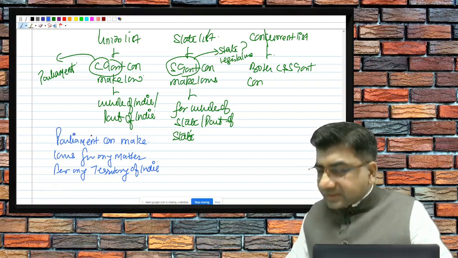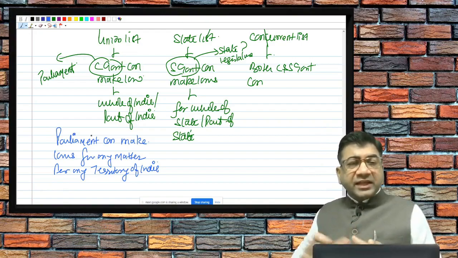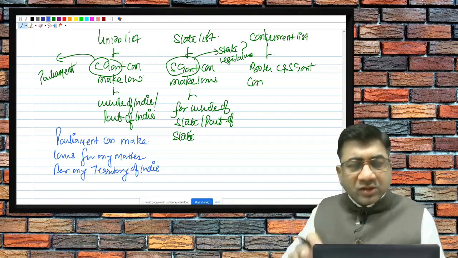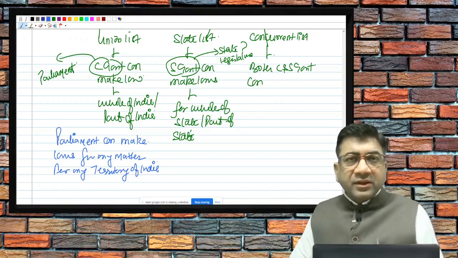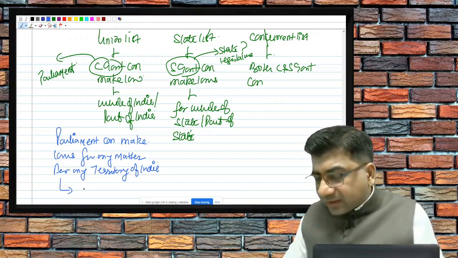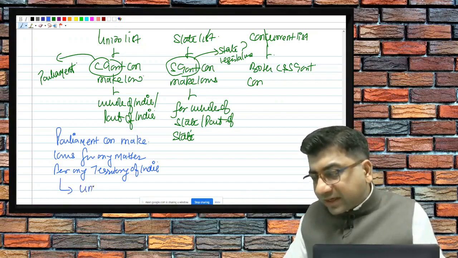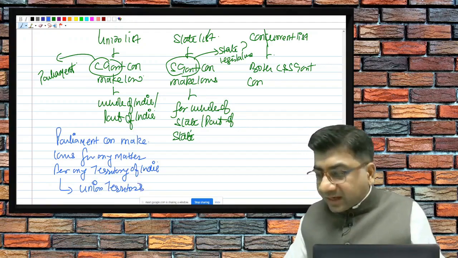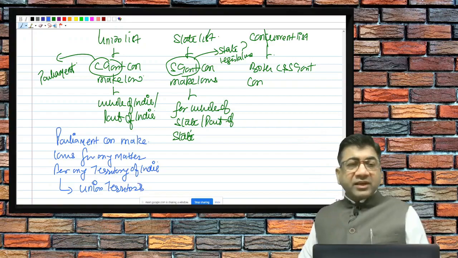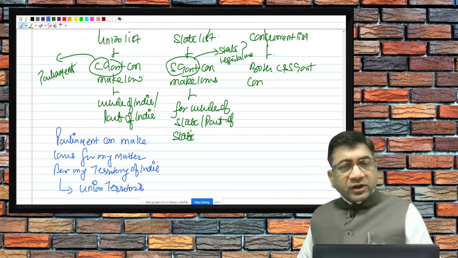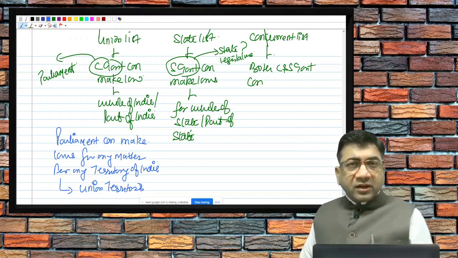So that means Parliament can make laws for any matter or any territory of India. State laws, there is state government. So this power is used for making laws for union territories. This power again is given in the union list. So Parliament can make laws for any matters for any territory of India.